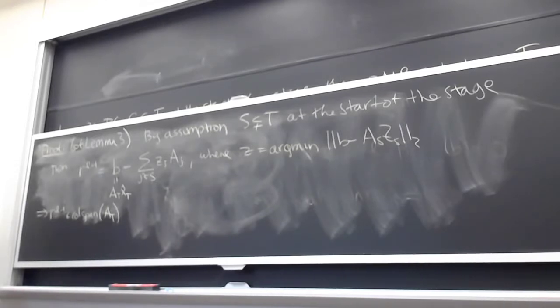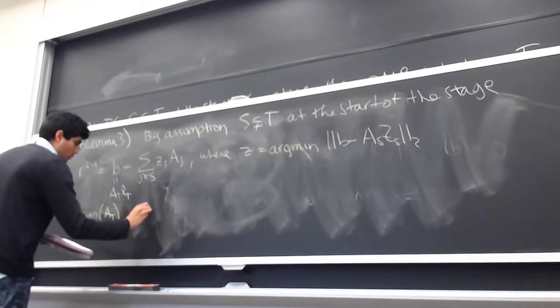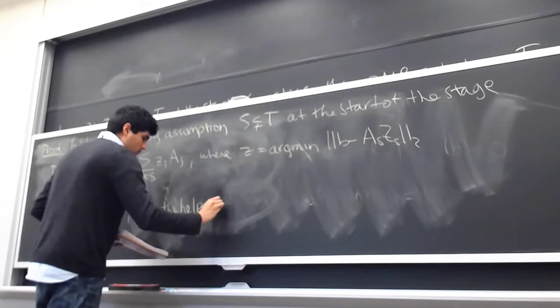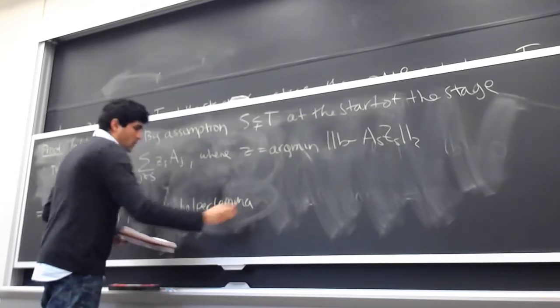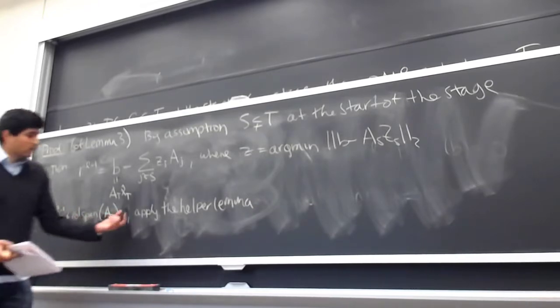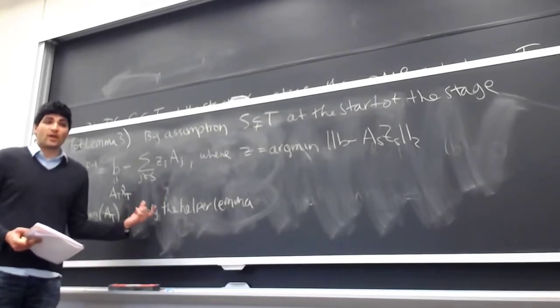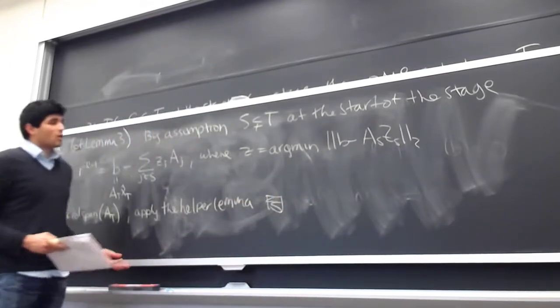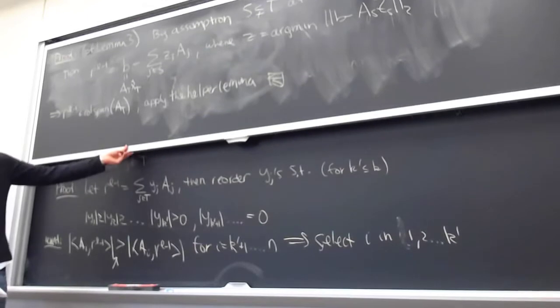So now we apply the helper lemma. The helper lemma said that if this condition is met, that R_L is in the column span of T, then indeed we select one of the columns in T. And this just segues to the helper lemma. So we can just directly plug in the helper lemma, and we get our main lemma as a result. Okay?